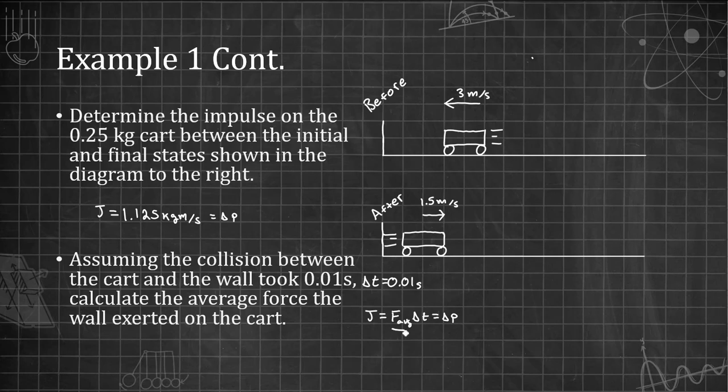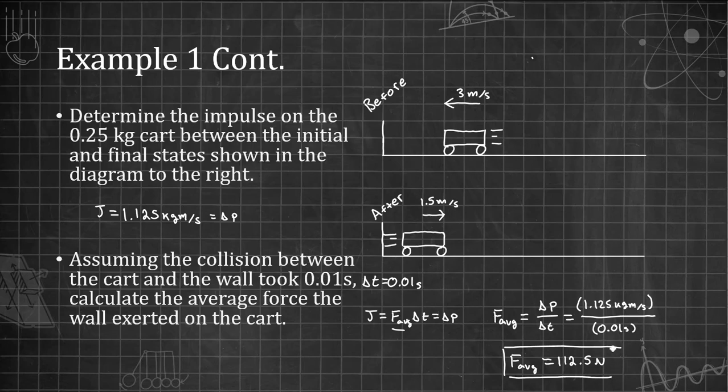So we'll go ahead and rearrange this equation for the average force by dividing both sides by delta t, and then we'll plug in our numbers here. So the change in momentum in the numerator is going to be the answer to our previous problem, so that 1.125 kilograms meters per second divided by this time of 0.01 seconds. So we get that the average force that the wall exerts on the car during this collision is 112.5 newtons.